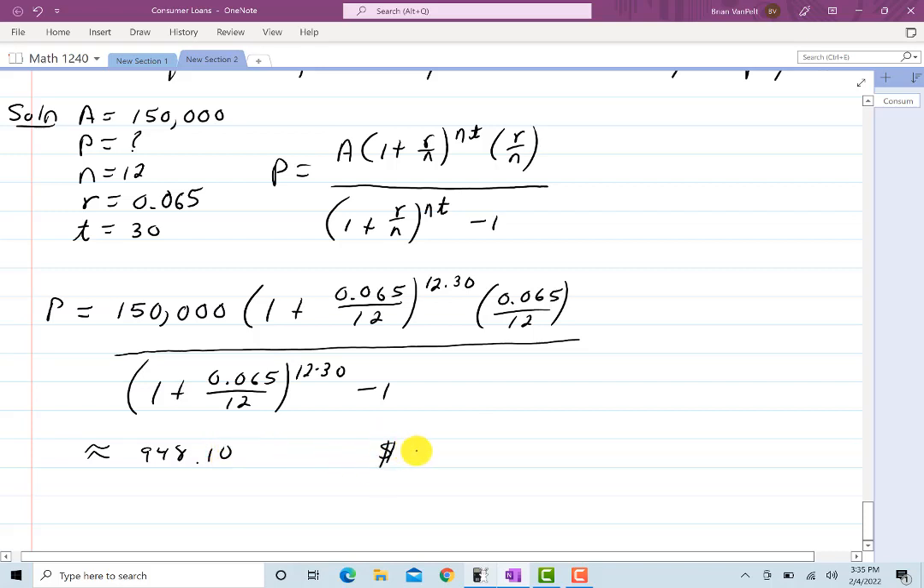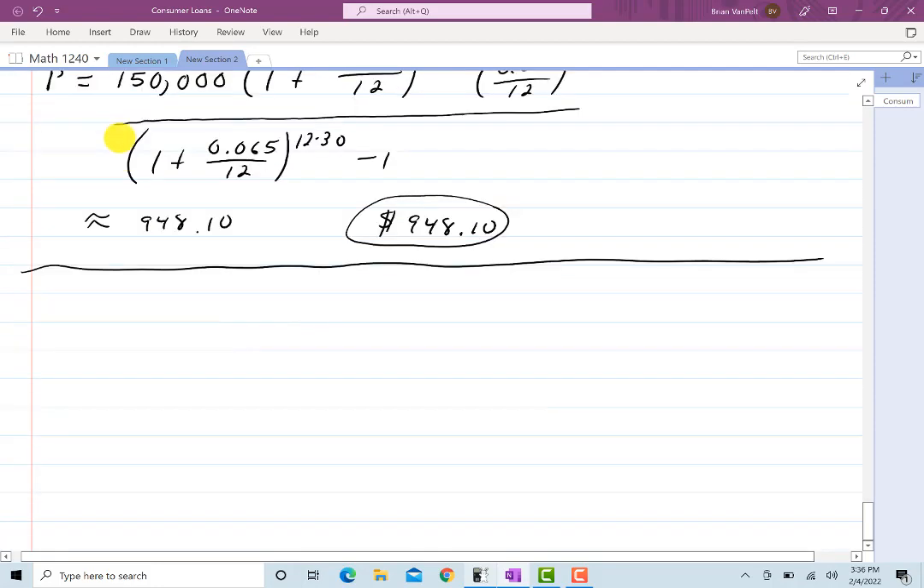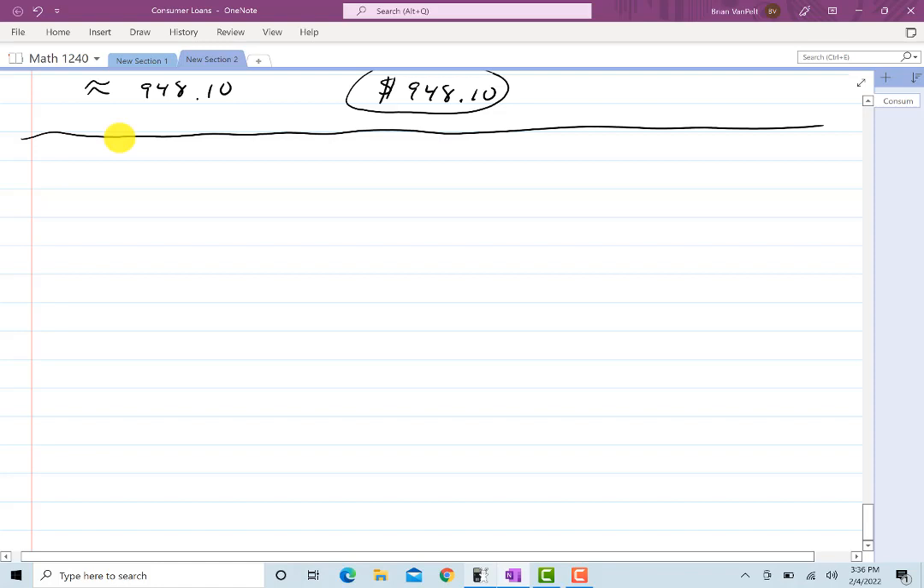So my monthly payments are $948.10. This brings up a very financially important subject next, and that's the subject of refinancing.